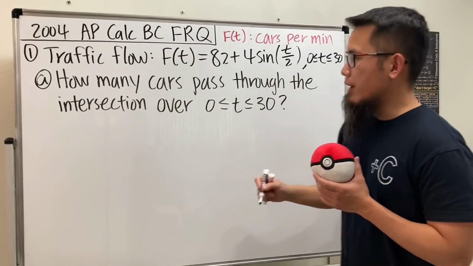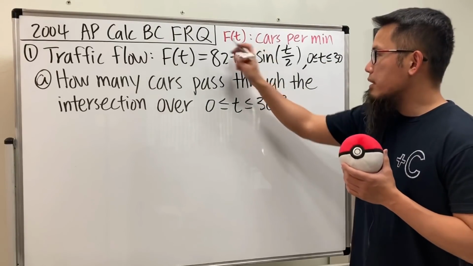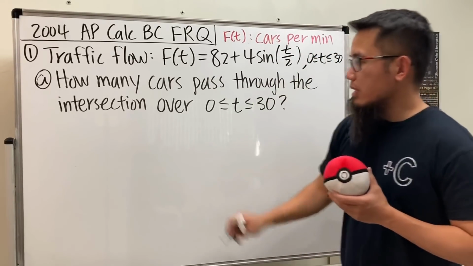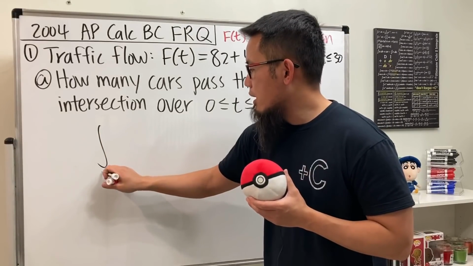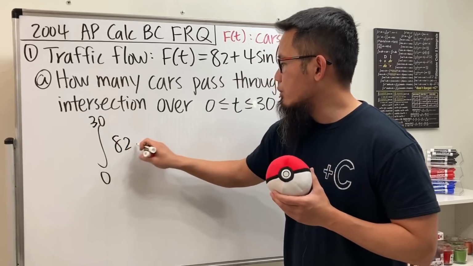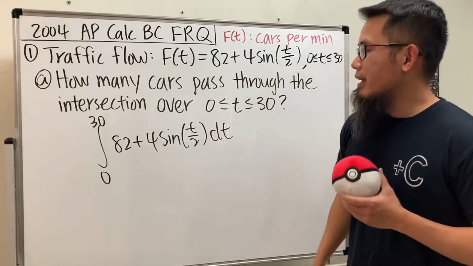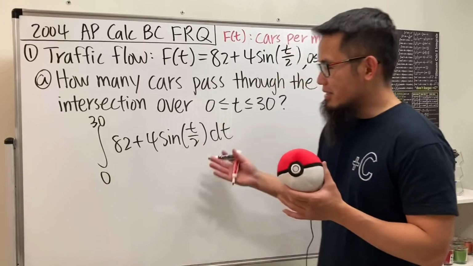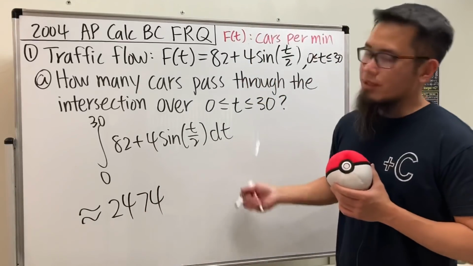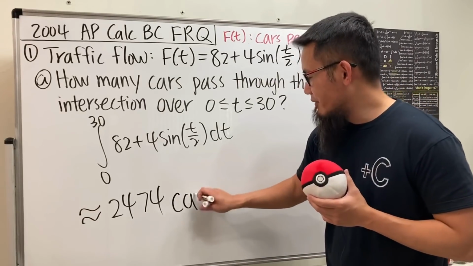For the first part, we are going to find out how many cars pass through the intersection during this time period. Because this is a rate, once again because of the unit, that's a big hint. All we have to do is just integrate this. So I'll just say, let's integrate from 0 to 30. We integrate the function 82 plus 4 sine of t over 2, and then put on the dt. For this one, we can just use the calculator. So enter this on your calculator, you'll get approximately 2,474. Round it to the nearest whole number, of course, because we're talking about cars. And that's it. So this is the first part.